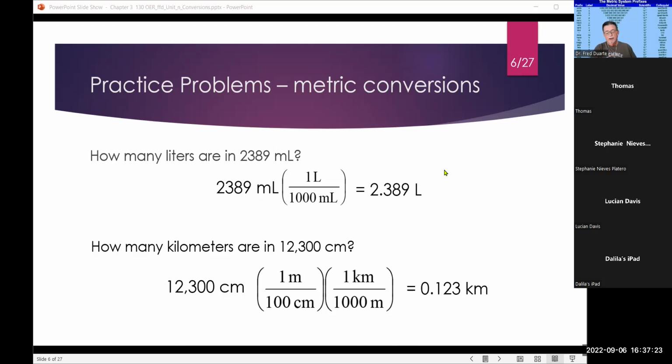Okay? And that number, again, is reasonable because I'm starting with 12,000 centimeters and I need to go to kilometers. So the magnitude of the number is going to be smaller. If I inadvertently flip those units over, where I got the 100 and the 1,000 in the numerator, I'm going to have a very, very large number, which is not consistent with going from centimeters to kilometers, right?